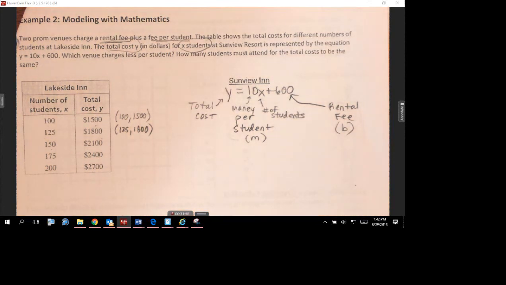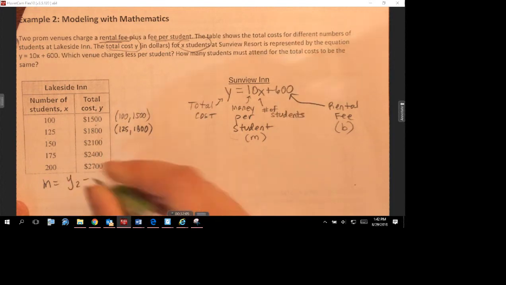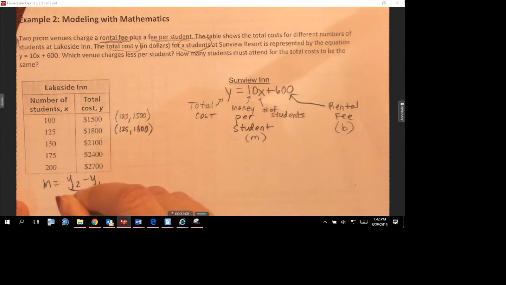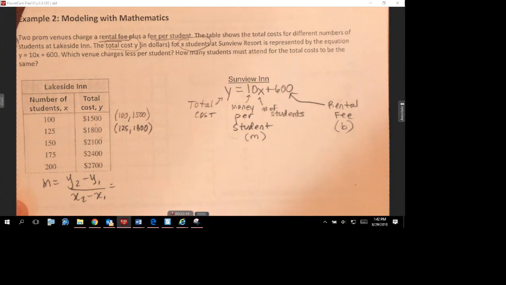How do we find the slope? Excellent. So you can use whatever two ordered pairs you want. I'm just going to use the first two. So 1,800 minus 1,500 over 125 minus 100, 300 over 25, so 12.